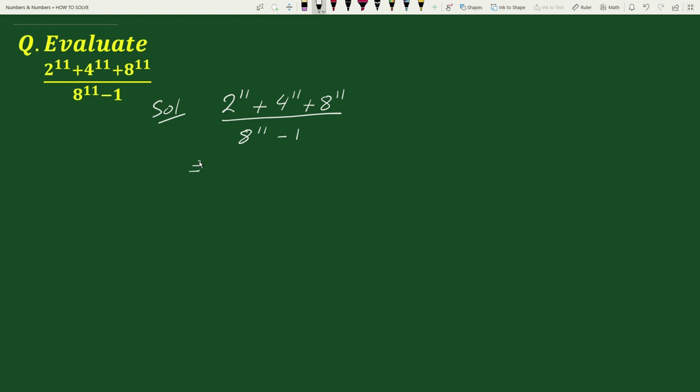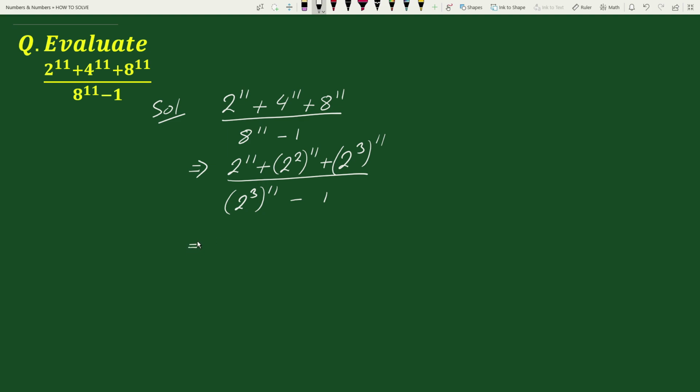This equals 2^11 plus, 4 can be written as 2 squared, so we can write this as (2^2)^11, plus 8 can be written as 2 cubed, so we can write this as (2^3)^11, by, again here also 8^11 can be written as (2^3)^11, minus 1.